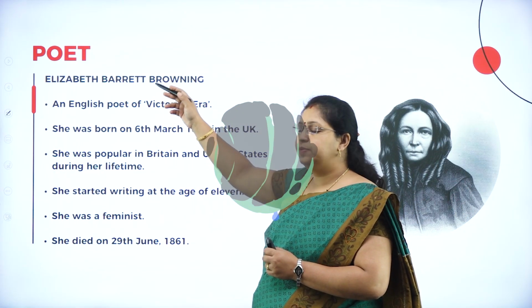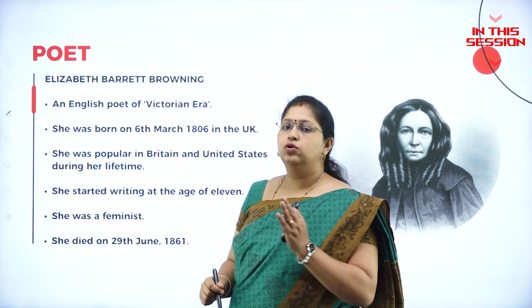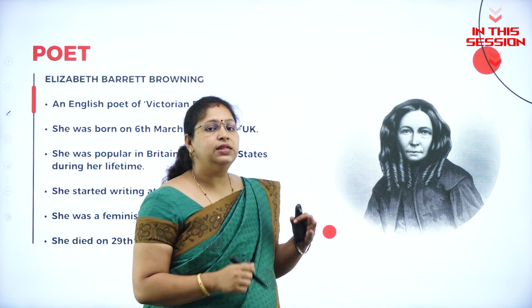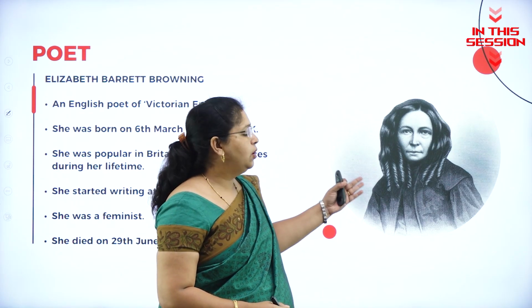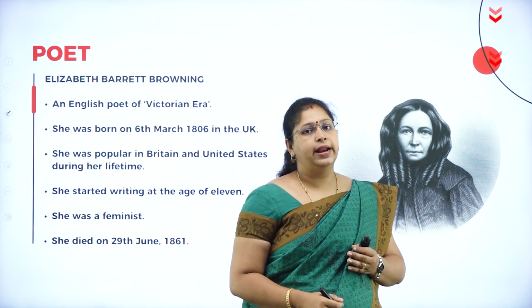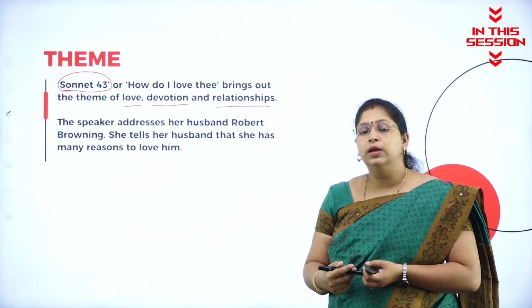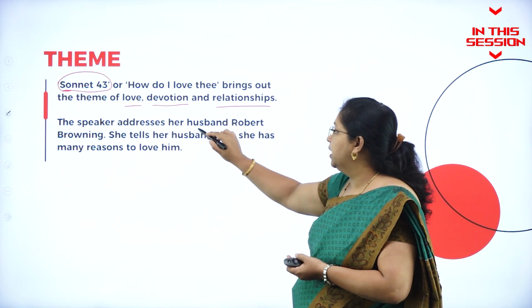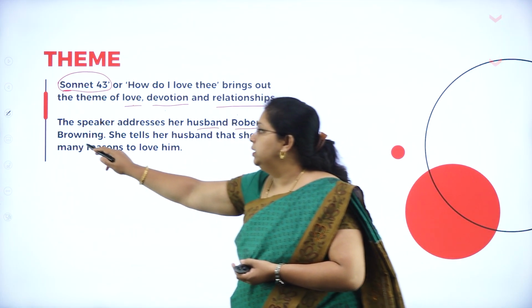The poet is Elizabeth Barrett Browning. So she belonged to the 17th century writers. She belonged to the Victorian era. Whom is she addressing in this poem? In the whole poem, she is addressing her husband, that is Robert Browning.